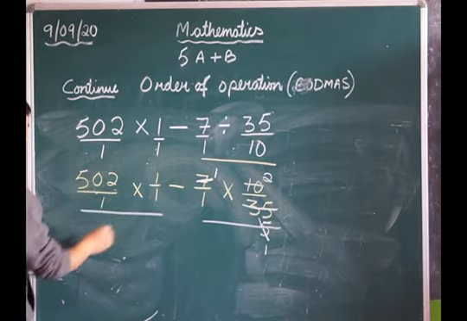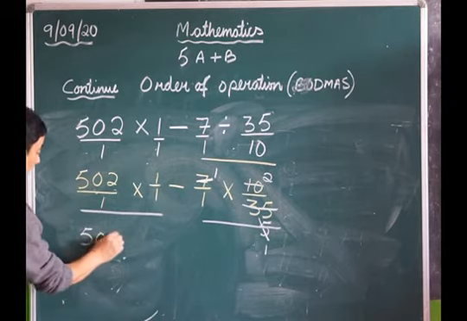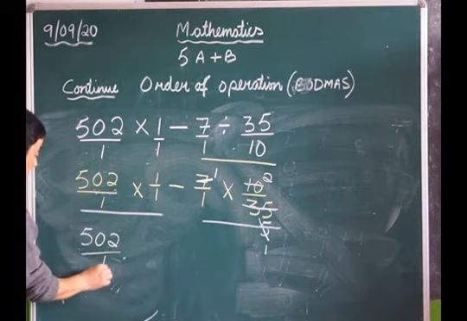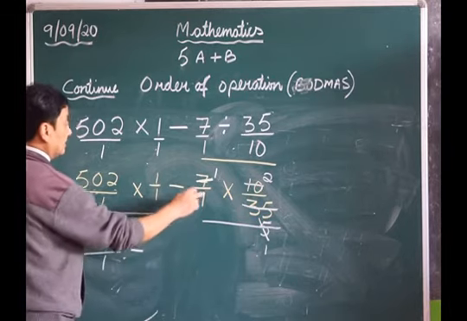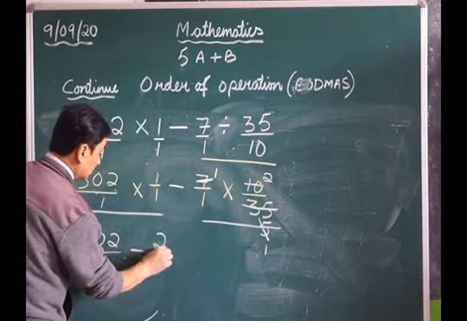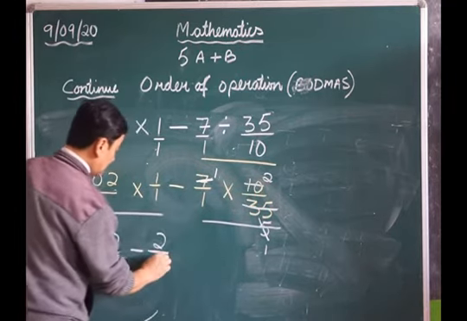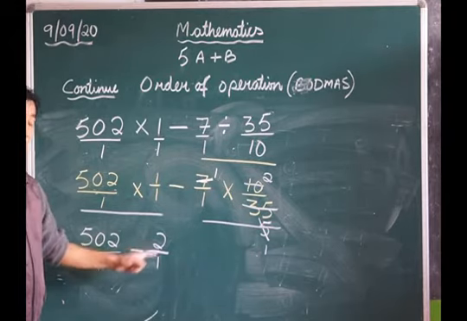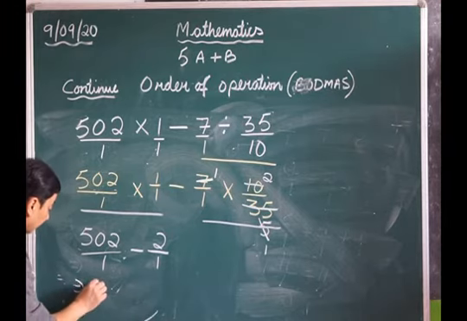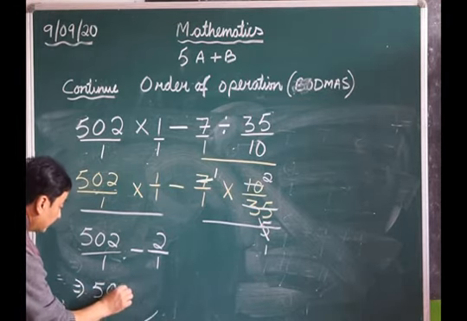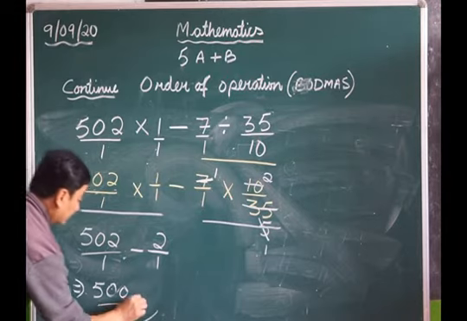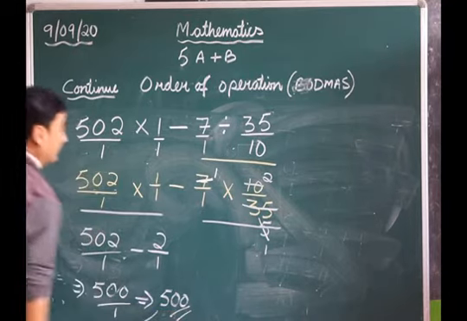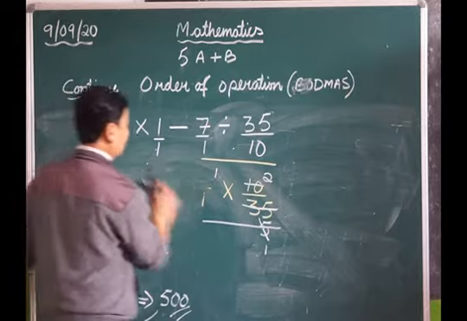502 into 1, 502. 1 ones are 1. Let's put 1 only. Minus 1 twos are 2. 1 ones are 1. So we've got this sum now. So 502 minus 2 equals 500 upon 1. Answer will be 500. So again, let me do this sum again once more.